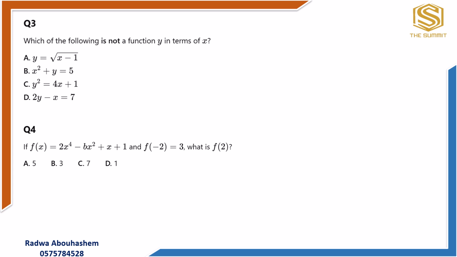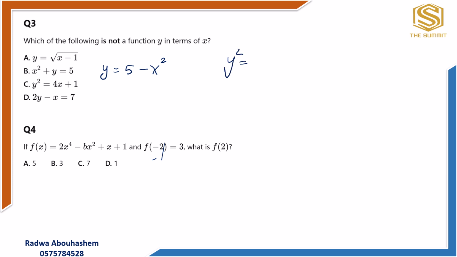Which of the following is not a function, y in terms of x? A function means for each value of x, you have only one value of y. So here, y equals the square root of x minus 1. For each x, you have only one value for y. Here, x squared plus y equals 5. Let me rearrange this one, so it would be y equals 5 minus x squared. No matter what value you put for x, you only have one value for y. For example, if I put 1 squared, 5 minus 1 gives me 4. So one value. Now you have y squared equals 4x plus 1.